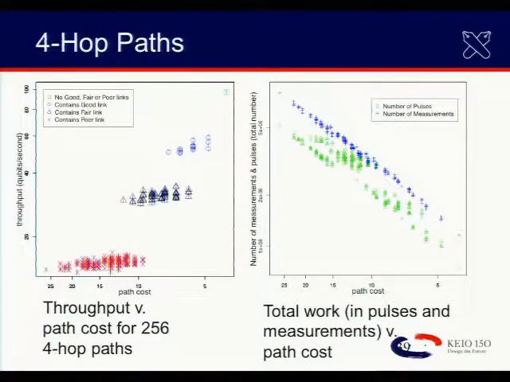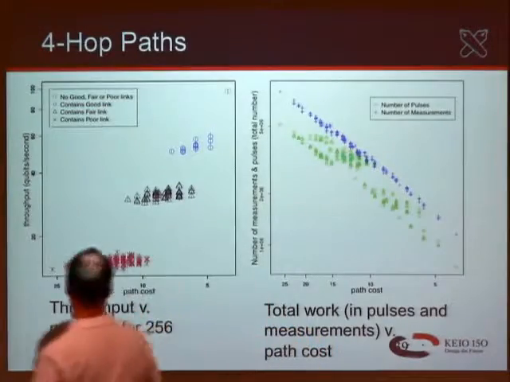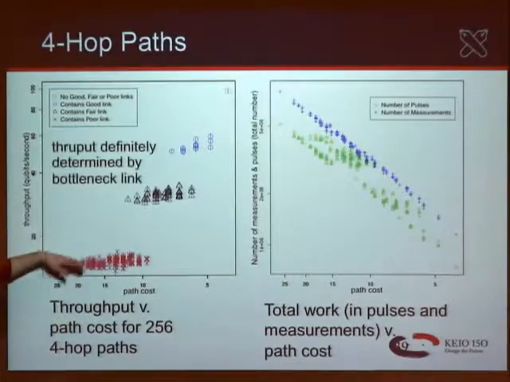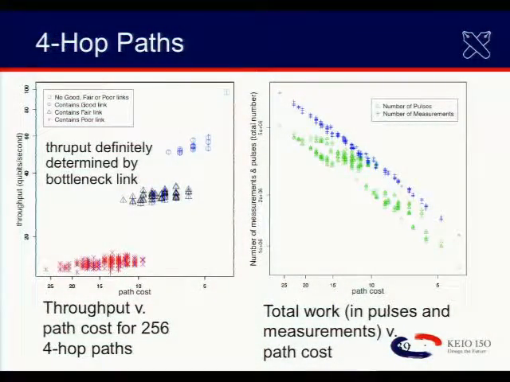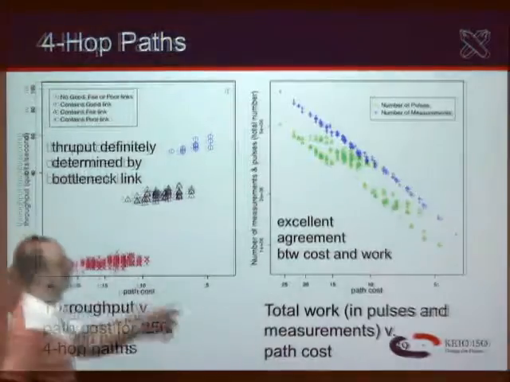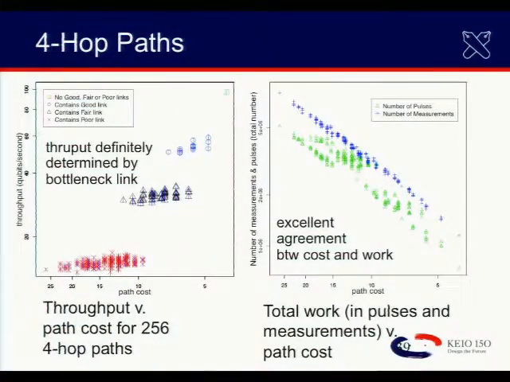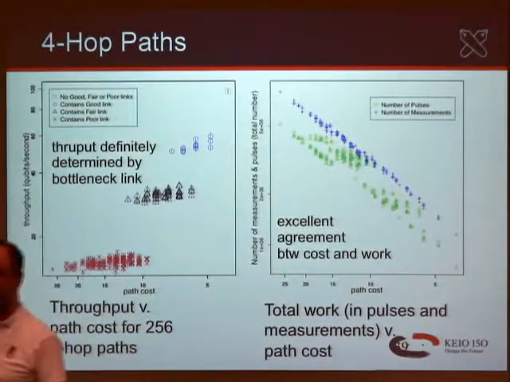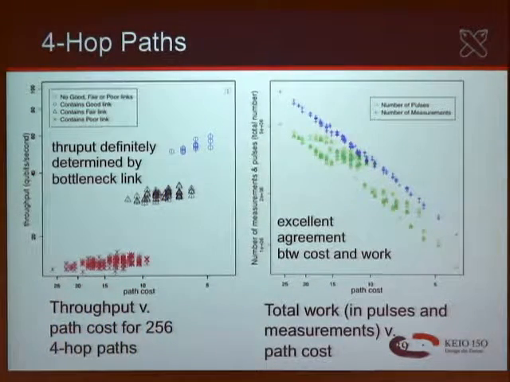So we've got strong correlation between the path work there. Those were for different lengths of paths from 1 to 9 hops. This is all of the possible 4-hop paths, all 256 of them using our 4 data types. And again, you can see really clearly that the throughput is definitely determined by the bottleneck link. And here it's even more clear that the measurement number, as opposed to the number of pulses, is the right metric for link cost.